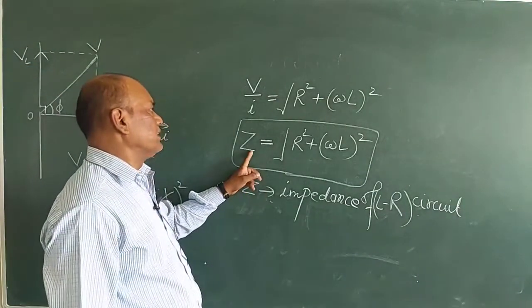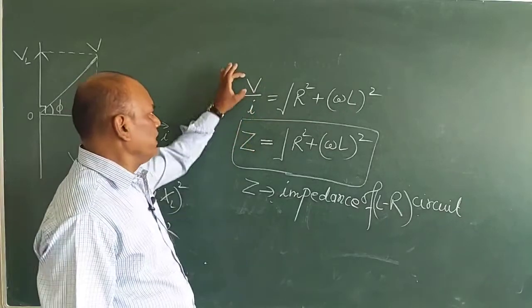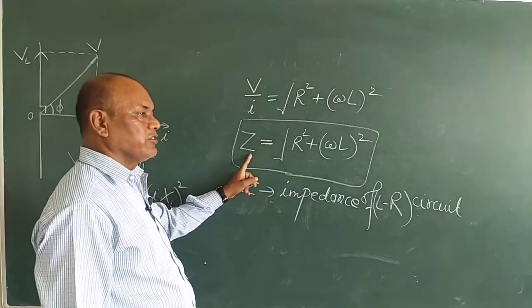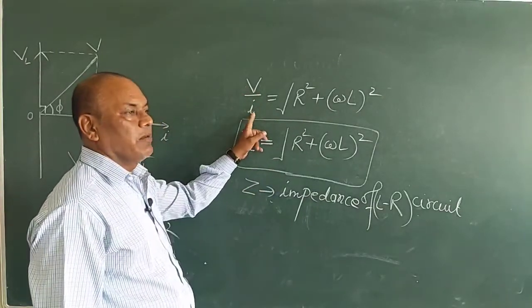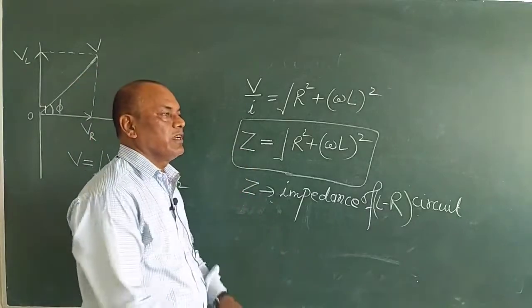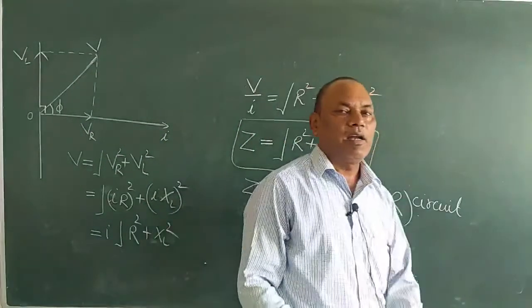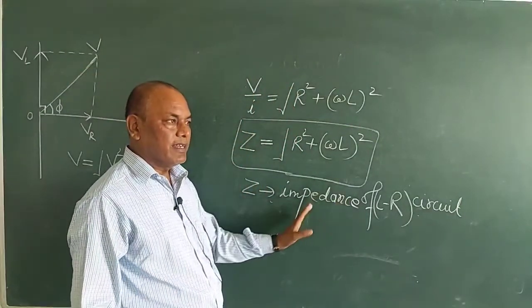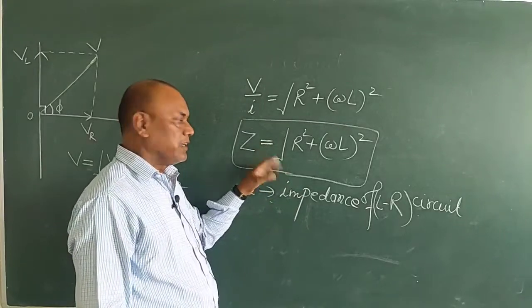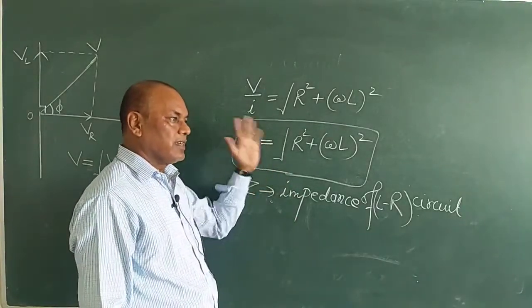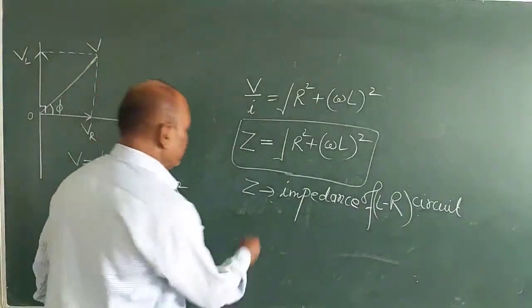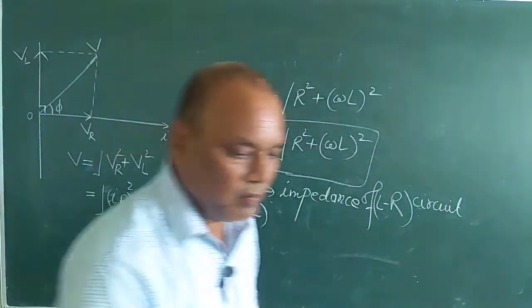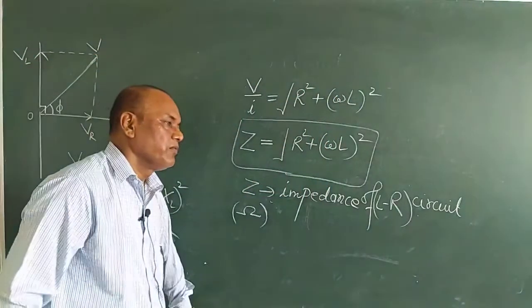Now here Z is equal to V upon I. It may be virtual voltage and virtual current, so this relation is also equal to V RMS upon I RMS. So the value of Z is calculated by V RMS upon I RMS. Now Z, the impedance of the LR circuit, behaves like resistance. So its unit is ohm. The unit of Z is also ohm because it is resistance.